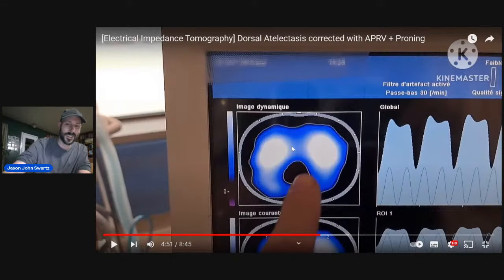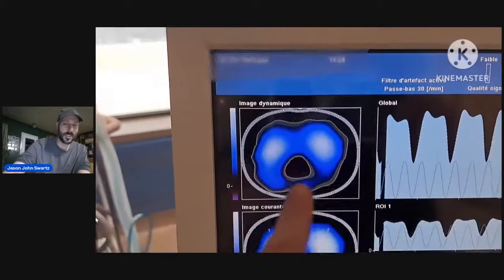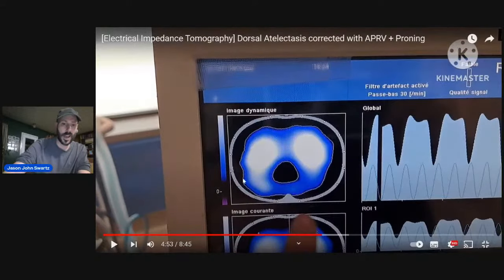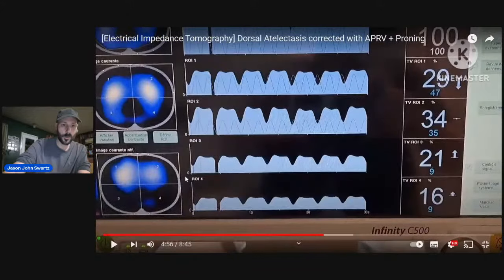I like it. It looks like eyes and a mouth. Really see now that it's been completely recruited. Look at what we were starting with.